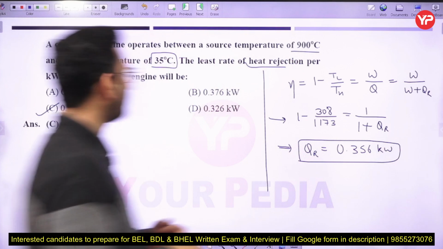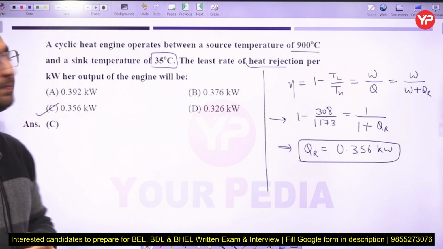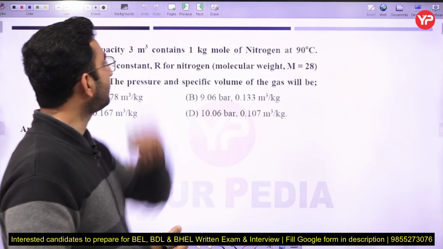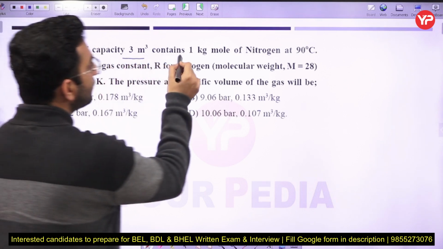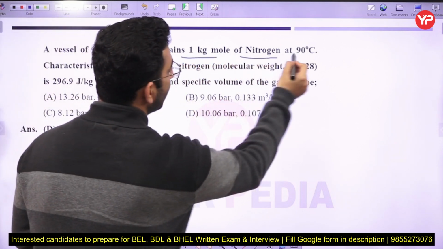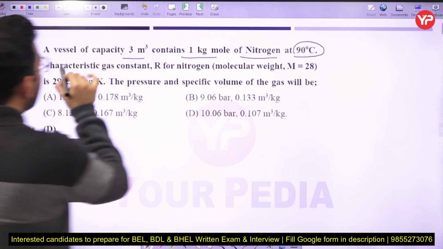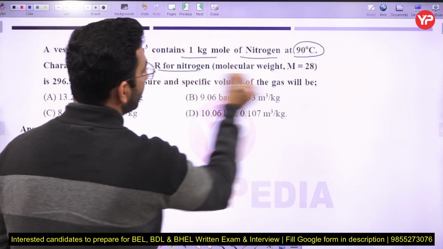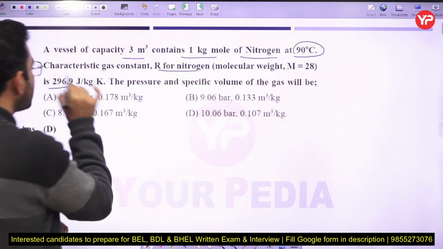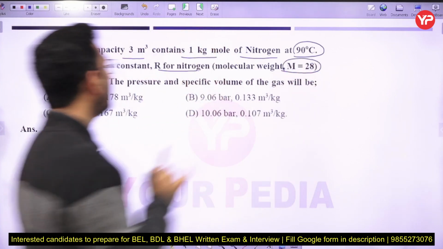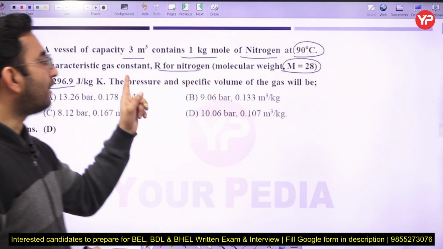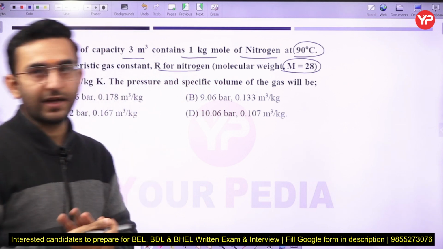So here the option number C will be the correct answer. Next part, a vessel of capacity 3 meter cube contains 1 kilogram mole of nitrogen at 90 degrees Celsius. The characteristic gas constant for nitrogen is 296.9, and the molecular weight is also given to you as 28. You have to calculate the value of the pressure and specific volume of the gas.